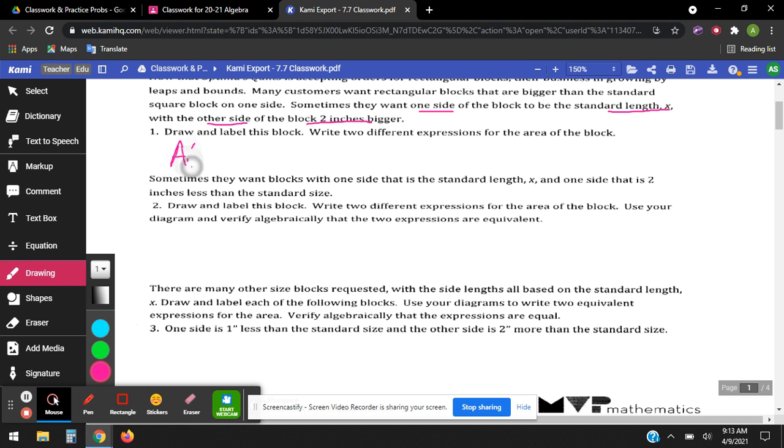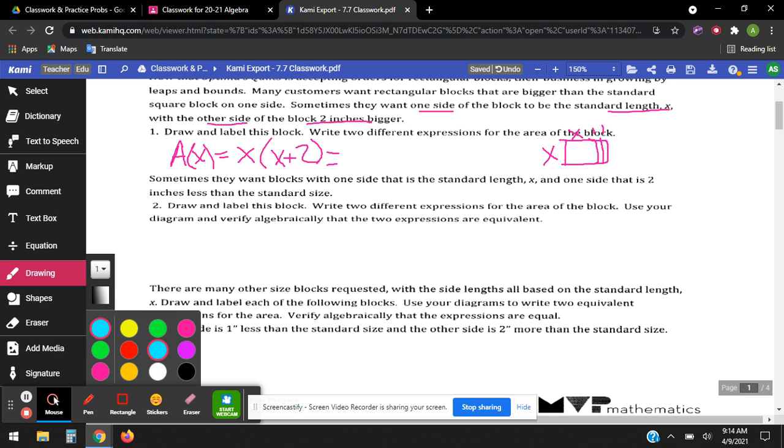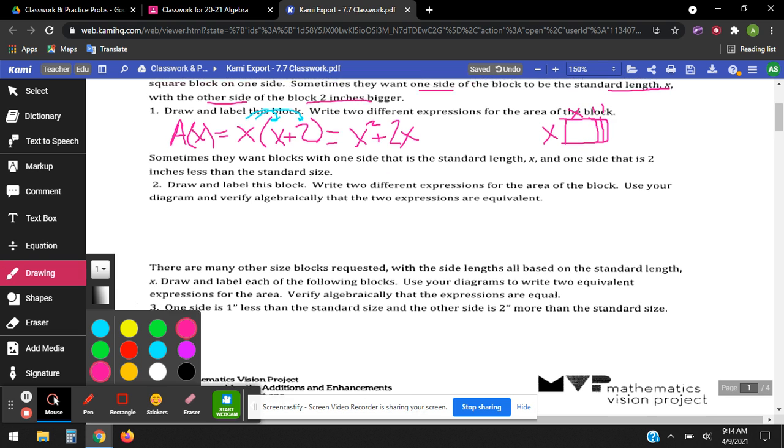So that would be one side is standard times one side that's 2 bigger. So let's look at our picture of that. We've got x on one side, and then we've got 2 blocks on the other side, x and 2. So that one seems somewhat familiar. To do this, I'm going to distribute to get x squared plus 2x. So there's two different ways of writing the one side x, the other side 2 inches bigger than x.